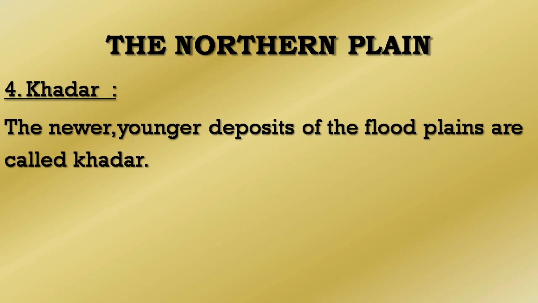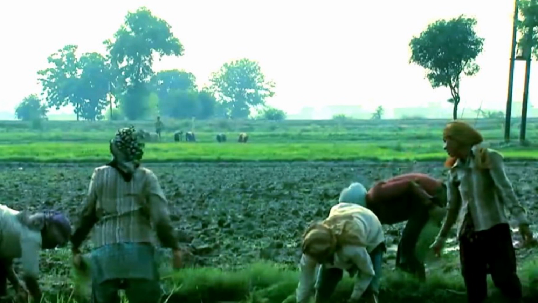Can you tell me which alluvial soil is more fertile? Is it the new alluvium or the old alluvium? It is the newer alluvium. Why? It's all because every year it gets renewed by the fresh deposition of alluvial soil. And this particular area, the part which has khadar, is very fertile and becomes agriculturally very productive.